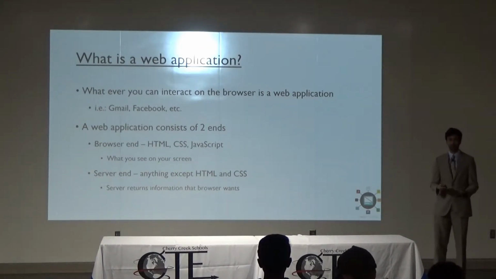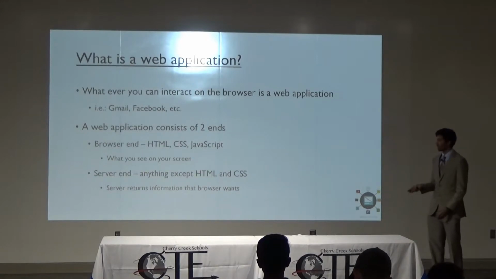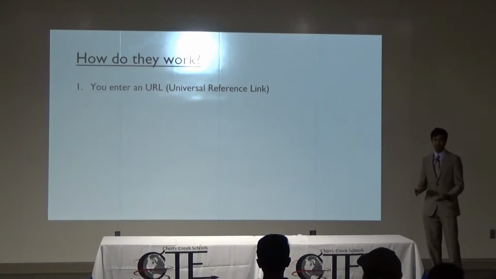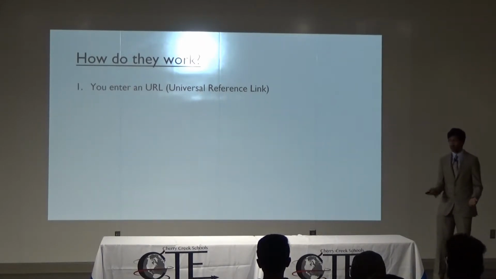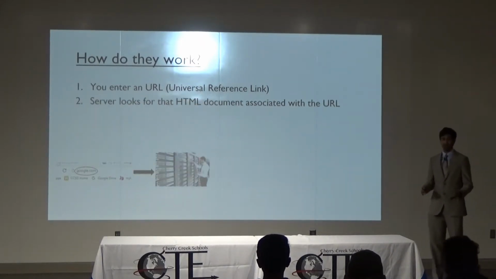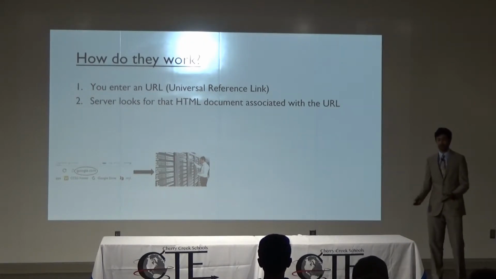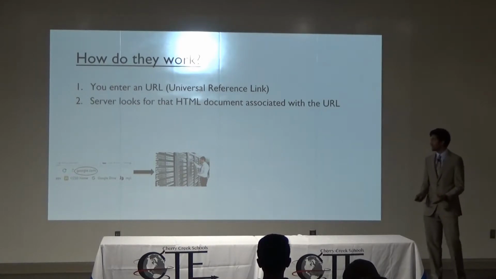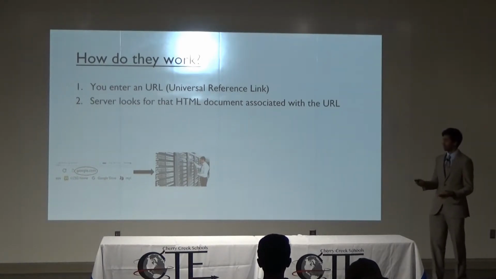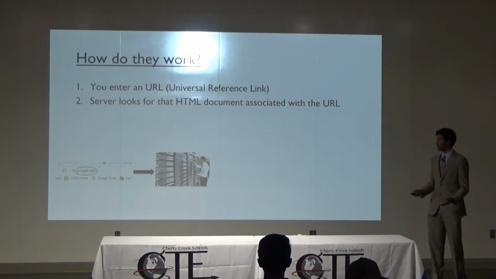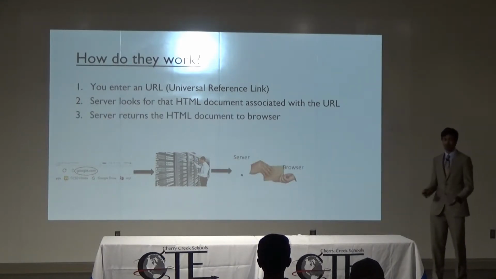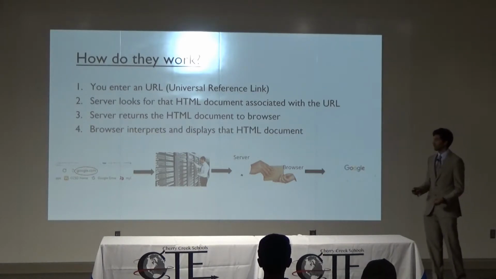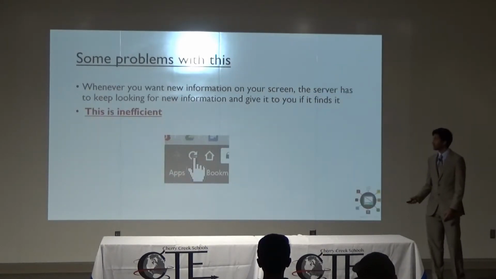So all the database and all the server side stuff is done on the server end. So how do they generally work? Well, you first put in the URL. For this example, I'm using Google. And then the browser communicates with the server and asks, hey, I need an HTML document that goes with Google. So the server goes looking around, like, okay, give me some time, I'll go looking for it. The server finds that HTML, gives it back to the browser, and then the browser interprets the HTML document and displays it on your screen.